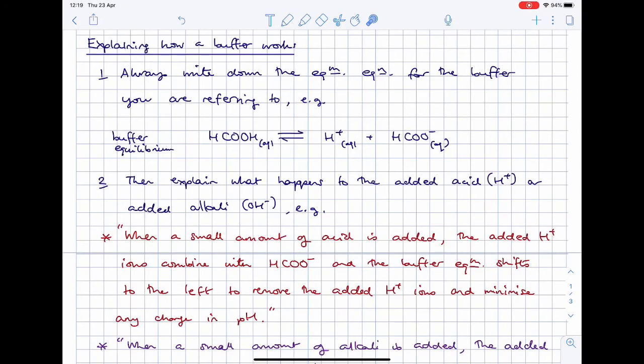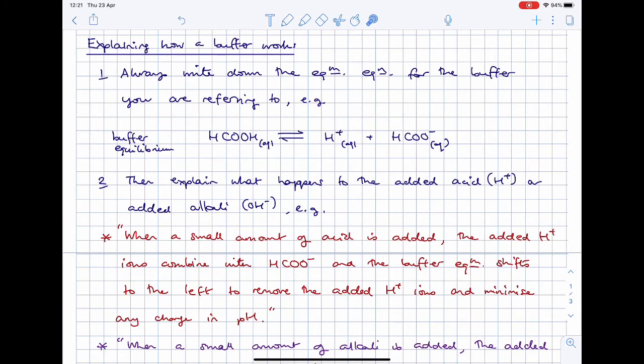So next thing I'm going to do is talk about what you need to write in the exam to maximize the chances of getting the marks when you explain how a buffer works. And the very first thing you should do is write the equation, the equilibrium equation for the buffer that you're referring to. So always write the equation and label it buffer equilibrium or buffer equilibrium equation, because it makes it a lot easier for you to explain your ideas.